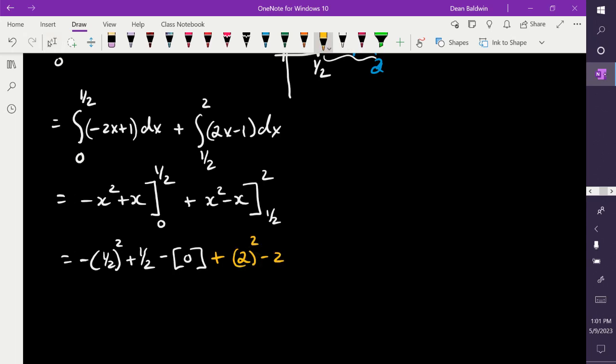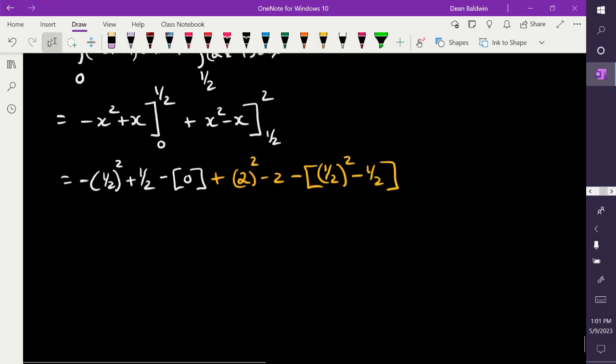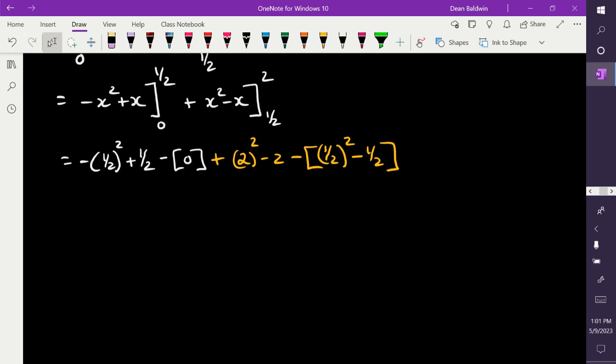2 squared minus 2 minus, and then you put the 1/2 in. So you just have to keep everything straight. And now you just simplify it. 1/2 squared is a quarter, but it's got a negative in front, so it's negative a quarter. Plus a half, the 0 is gone. 2 squared is 4 minus 2. That's going to be minus a quarter plus a half.